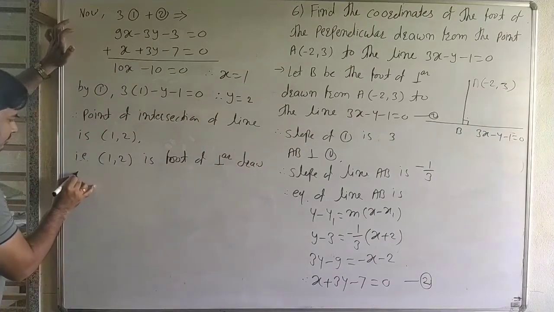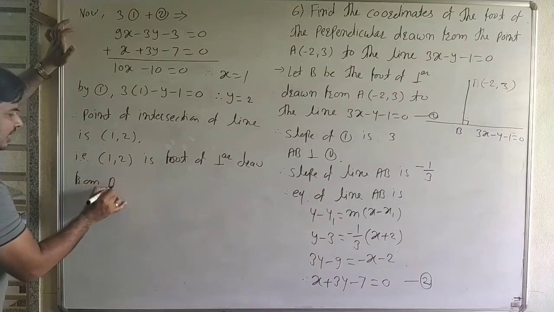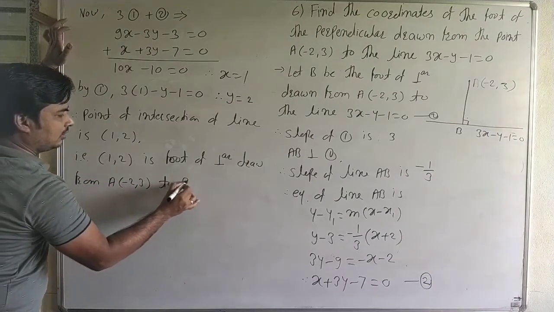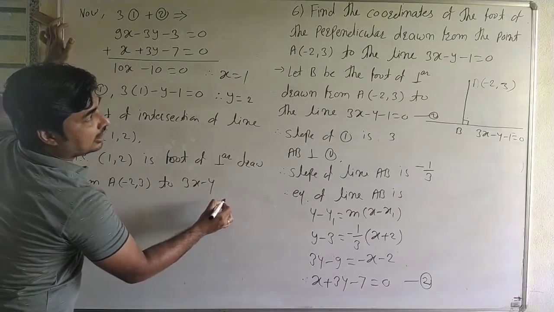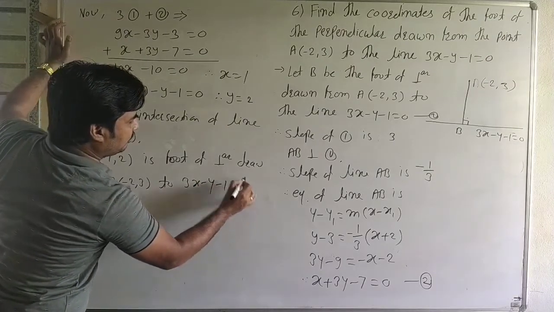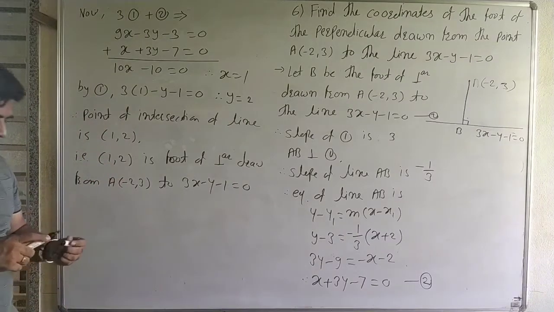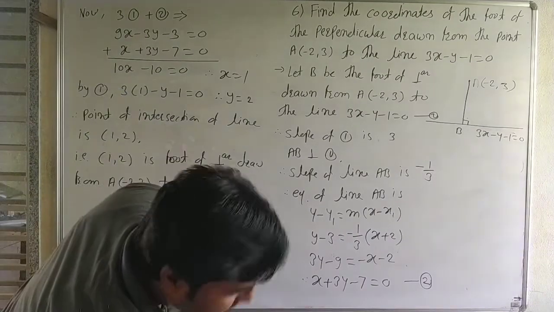Drawn from A minus 2, 3 to line 3x minus y minus 1 is equal to 0. It is 1, 2, it is the foot of the perpendicular. Okay. Now we see the next example.